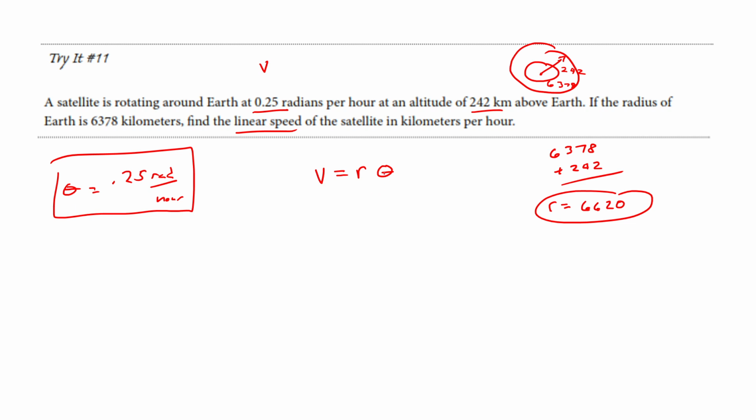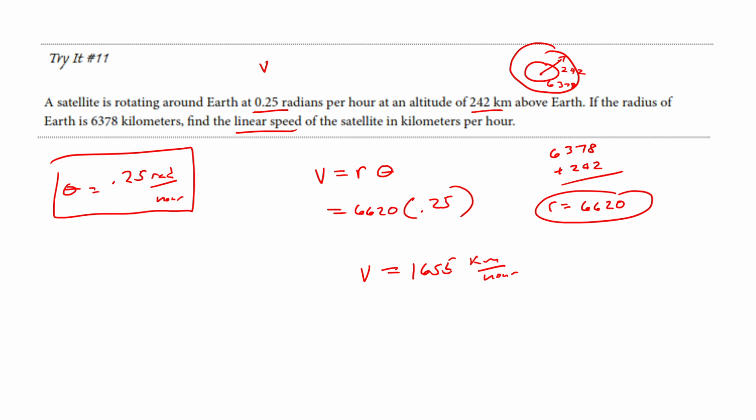All right, so now we have everything we need. We've got the angular speed, we got the radius, so let's find the velocity. Now multiply that by 0.25, and we get a linear speed of 1655 kilometers per hour.